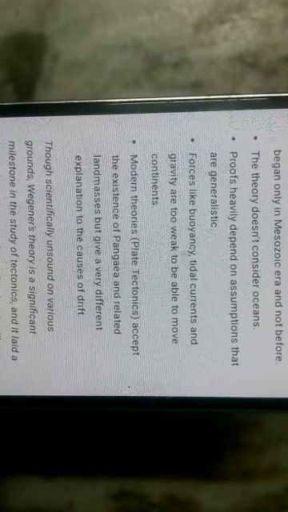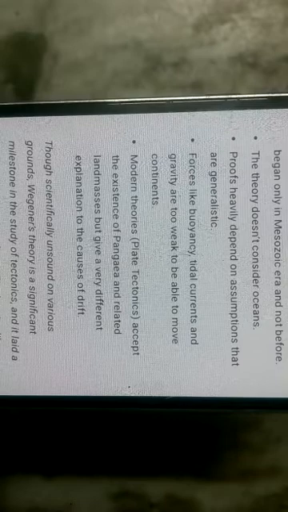Write the theory in a proper manner. First explain the theory, then the evidences, then the forces, and then the drawbacks.